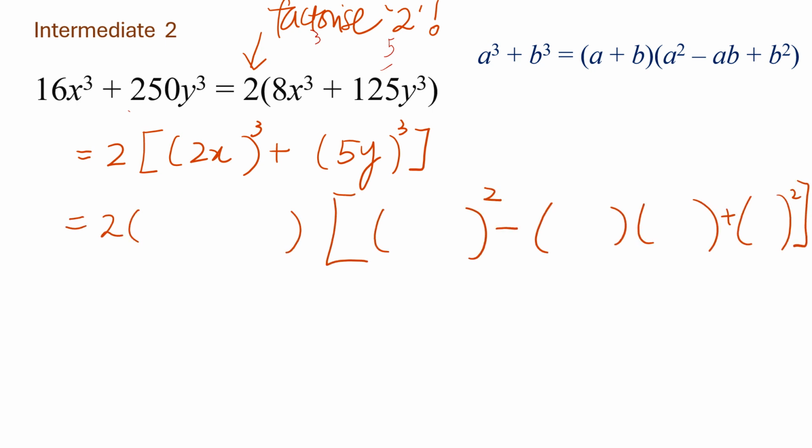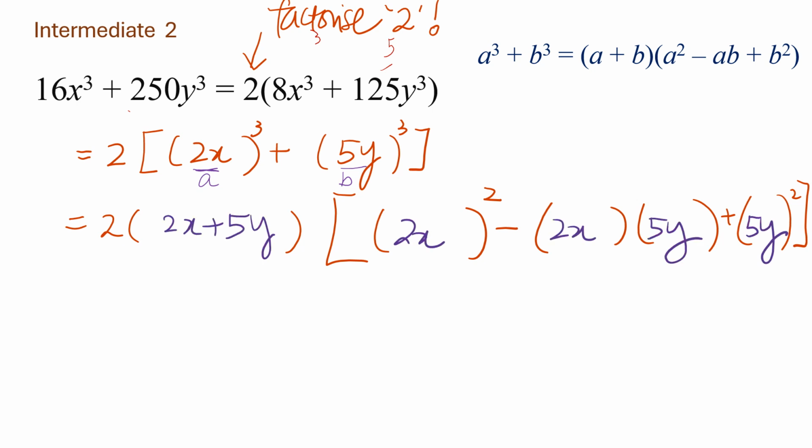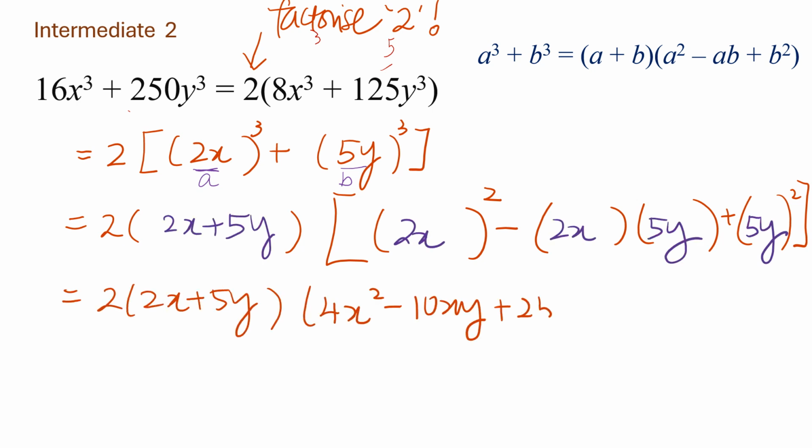Right, so we'll be substituting a with 2x, and substituting b with 5y. So we have 2x plus 5y, and simplify further. Alright, so this is how you do this question.